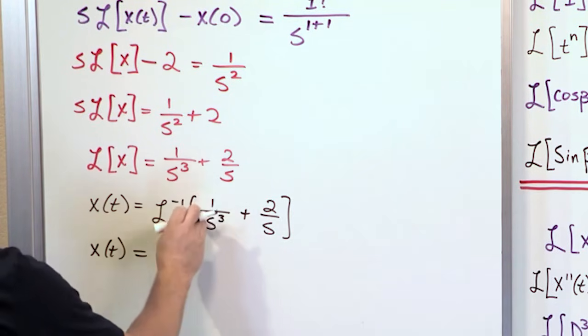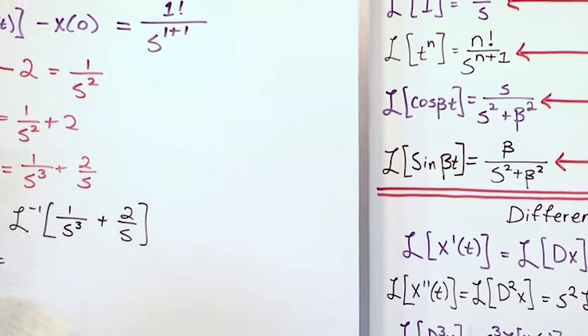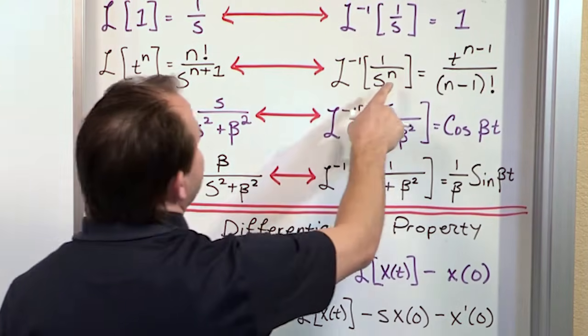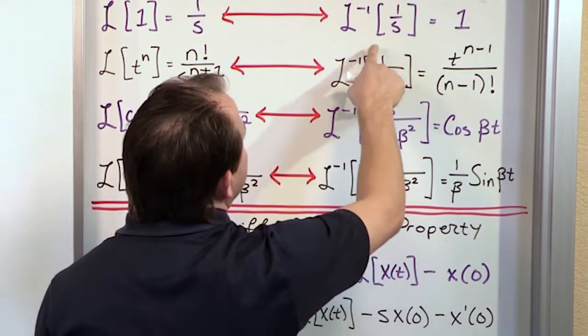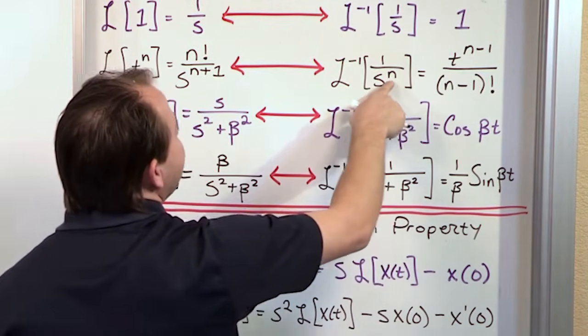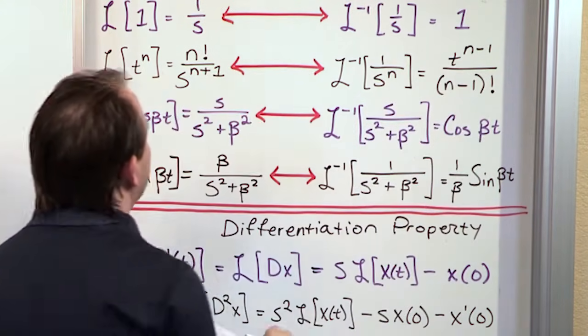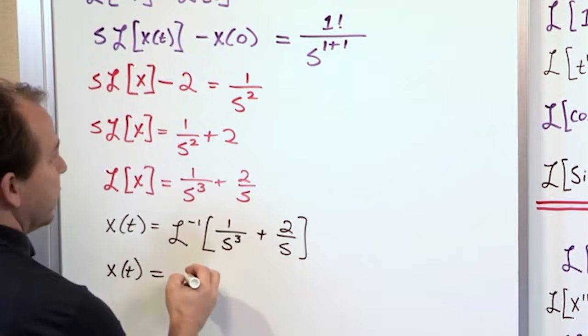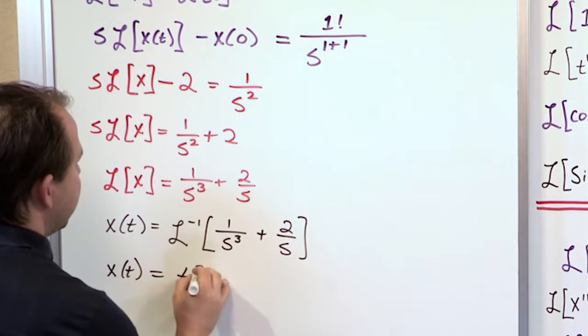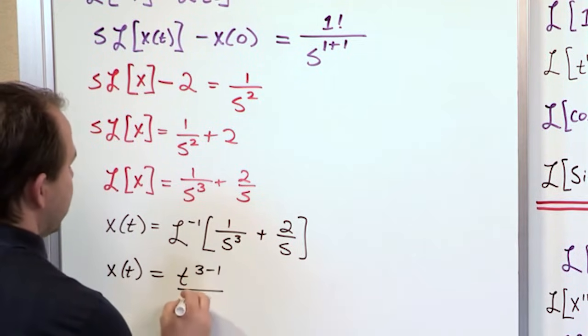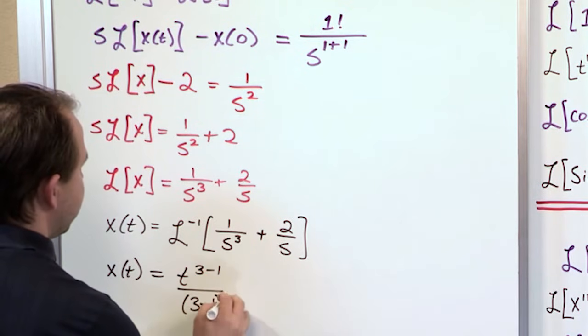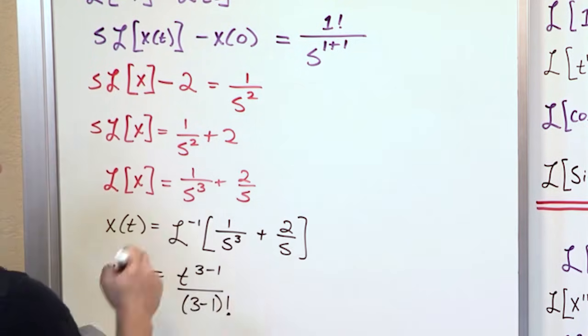How do we take the inverse transform of this, 1 over s cubed? We can go over here and see that it follows this guy, 1 over s to the nth, where n is 3. So t to the 3 minus 1 over 3 minus 1 factorial. That's the inverse transform of this.